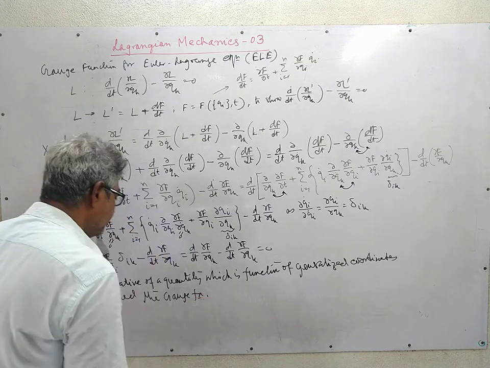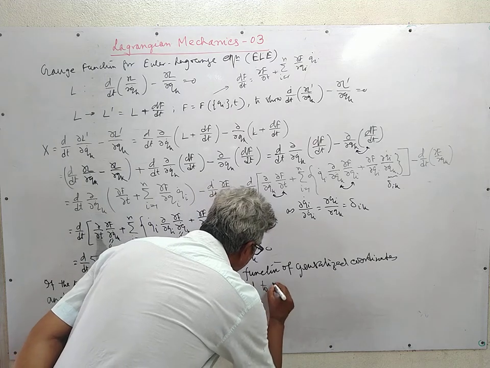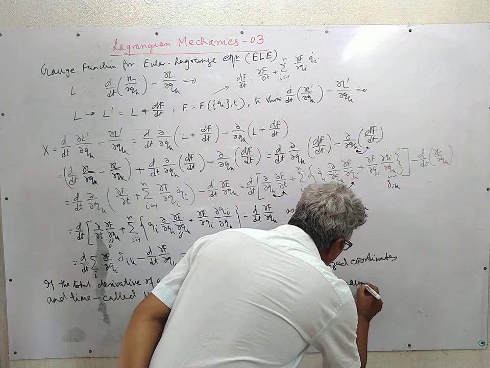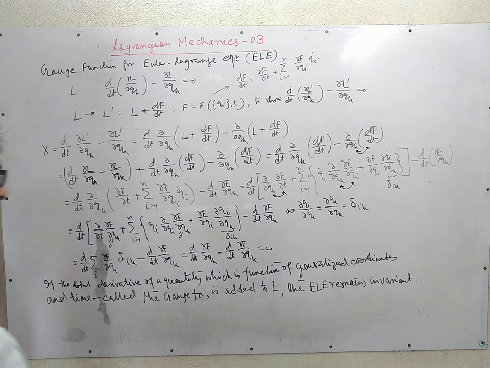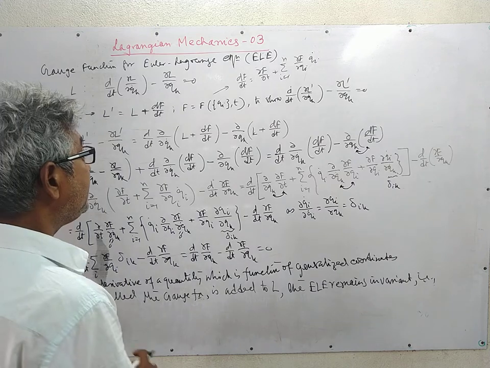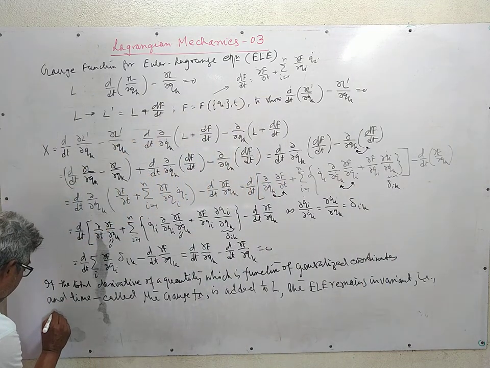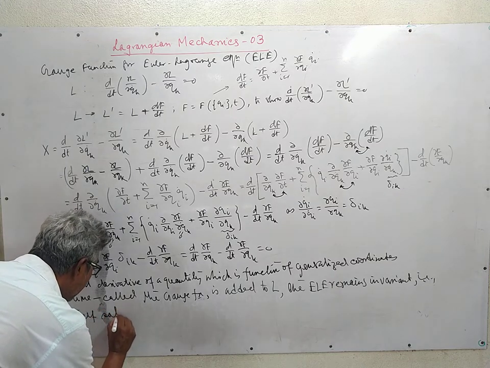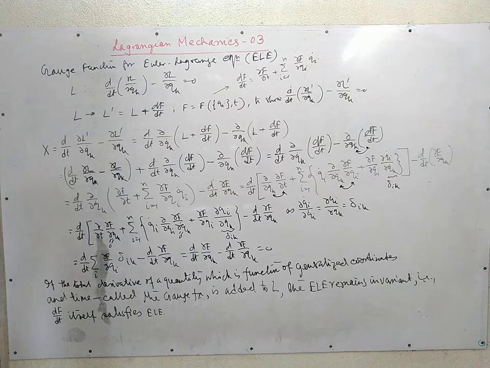Note that f is the gauge function, not df/dt. There is added to the Lagrangian L. The Euler-Lagrange equation remains invariant. That is, it does not change itself. In other words, that is the df/dt itself satisfies the Euler-Lagrange equation. That is, df/dt itself satisfies the Euler-Lagrange equation.